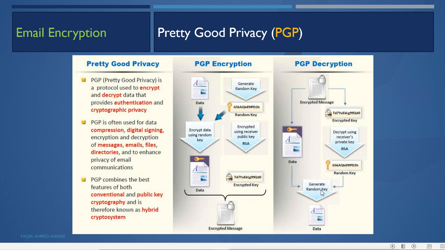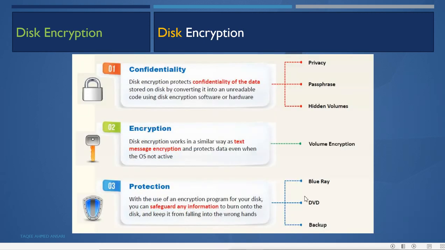Then we have disk encryption. Disk encryption is used to encrypt the whole disk, a block of data. It is used for confidentiality, encryption and protection. Confidentiality means disk encryption protects the confidentiality of the data stored on the disk by converting it into unreadable code using disk encryption software or hardware. It provides privacy, passwords, and hidden volumes.